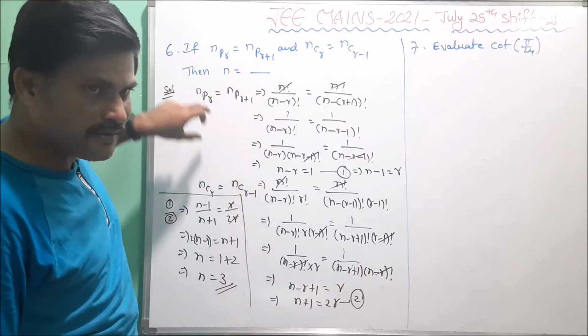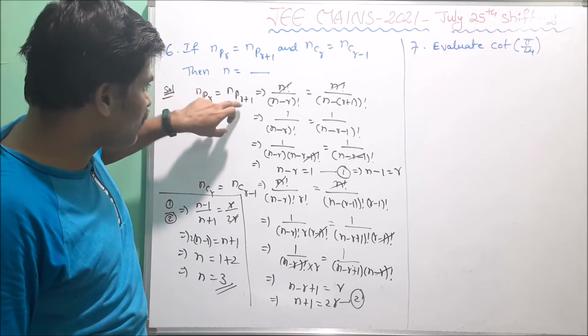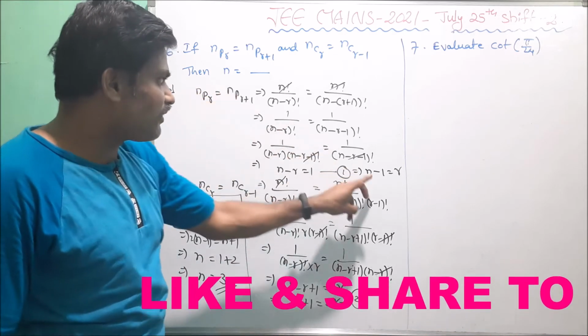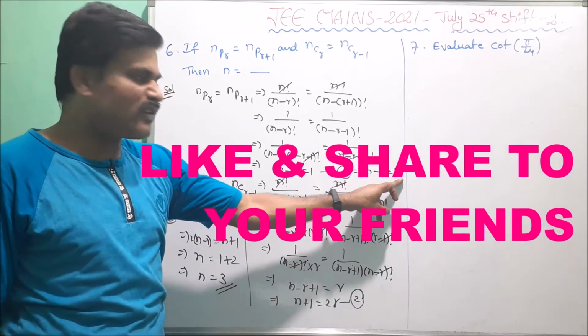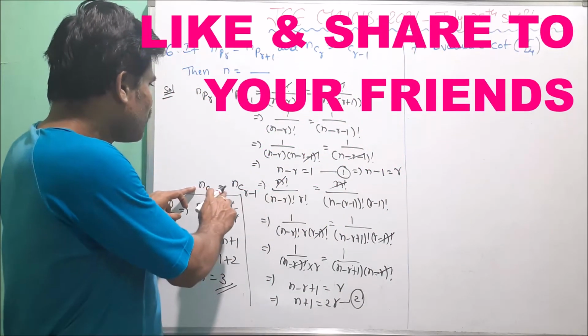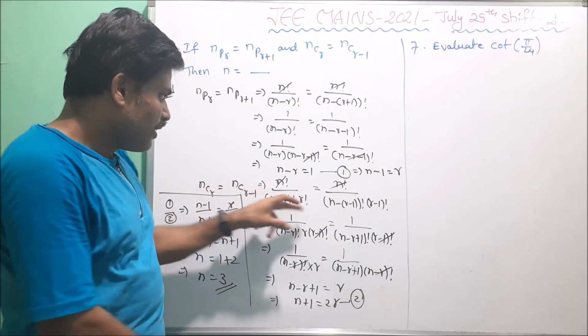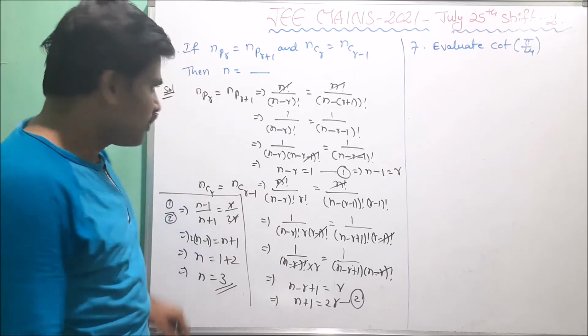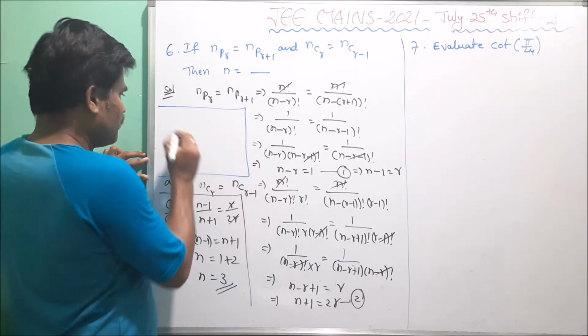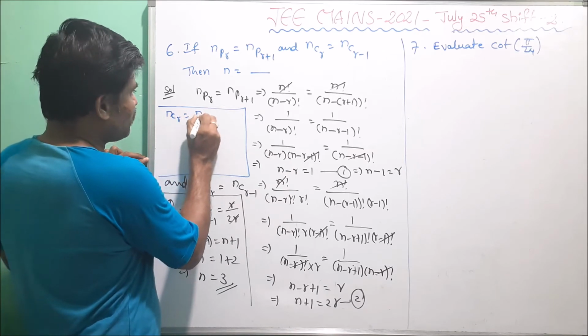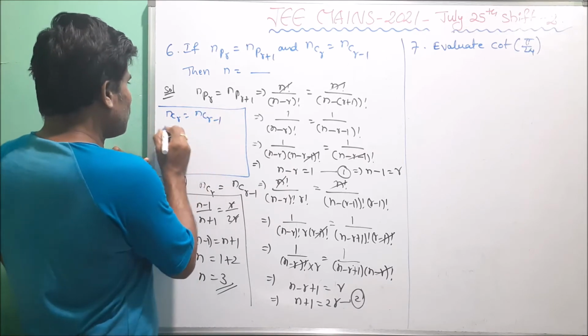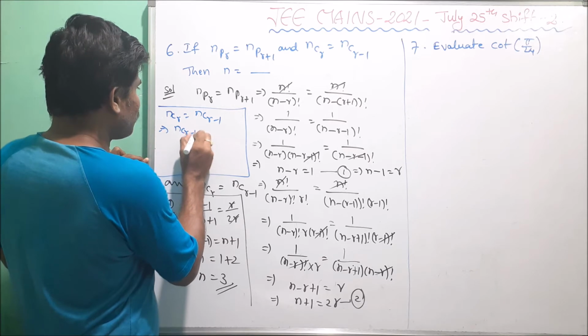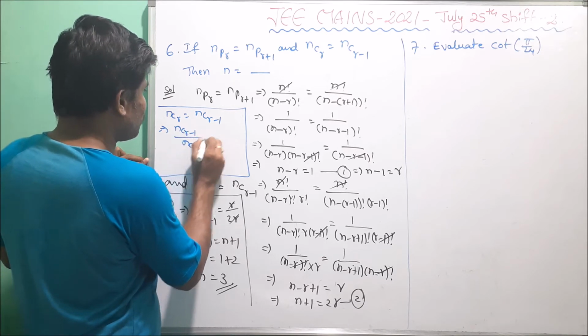First of all, we simplify nPr equal to nPr plus 1. Then we get the value n minus 1 equal to r, which is equation 1. Similarly, we take nCr equal to nCr minus 1, and it can simplify so that we get the value n plus 1 equal to 2r. Here we take nCr equal to nCr minus 1. Now that means nCr minus 1 by nCr equals 1.